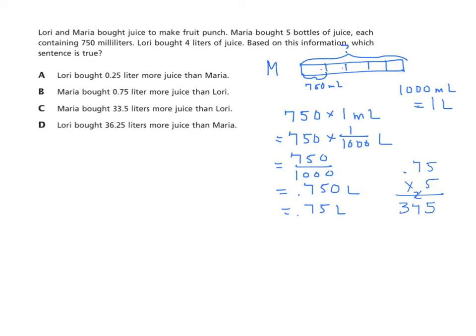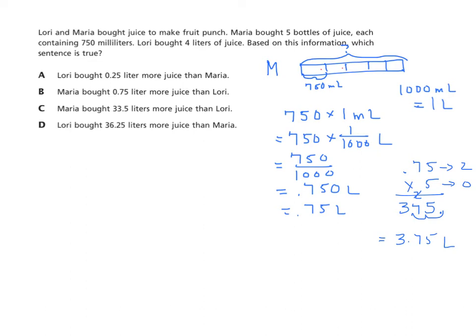Okay, now what do we do? Well, I look at my first factor, I have 2 decimal places. My second factor, I have none. We place the decimal right there, and we're going to move it over 2 places. And my final answer is 3 and 75 hundredths of a liter.